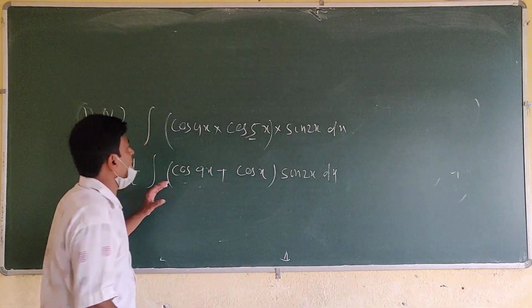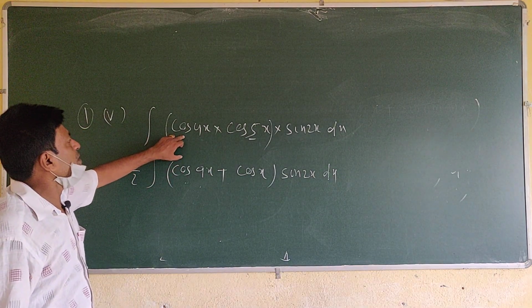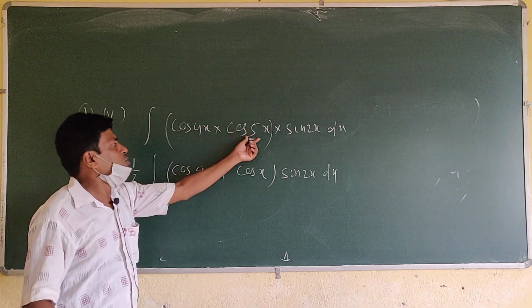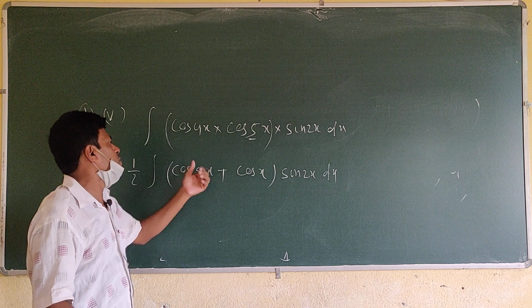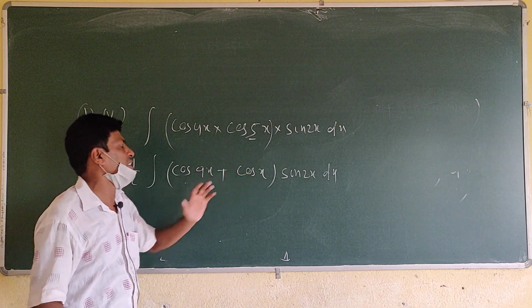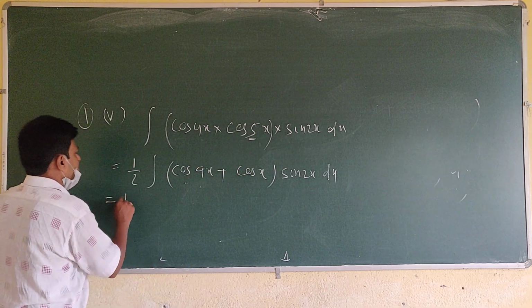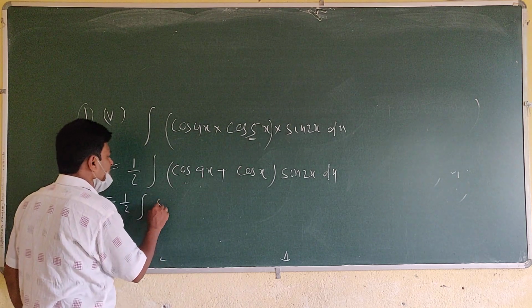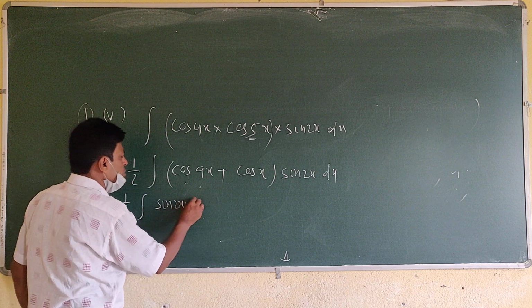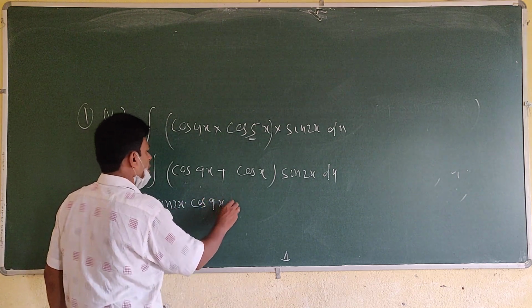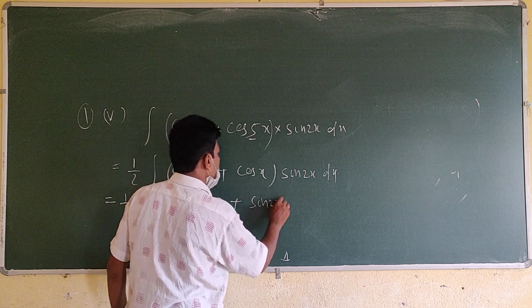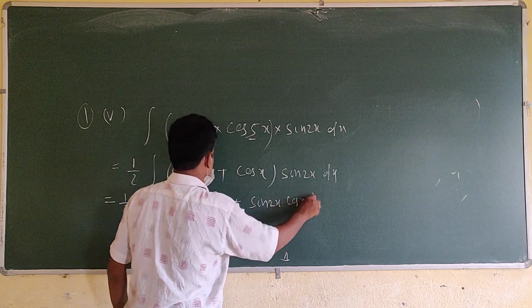Look how I can do this process, because formula 2 I already told you. Formula 2, taking m equal to 5 and n equal to 4: 5x plus 4x is 9x, and 5x minus 4x is x. So half, integral of cos 9x sin 2x, that is sin 2x cos 9x plus sin 2x cos x dx.